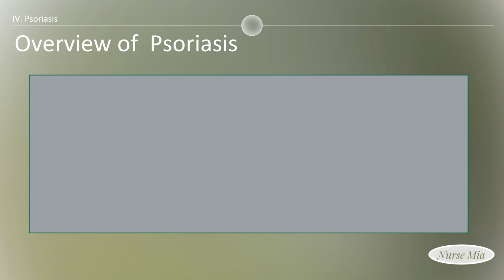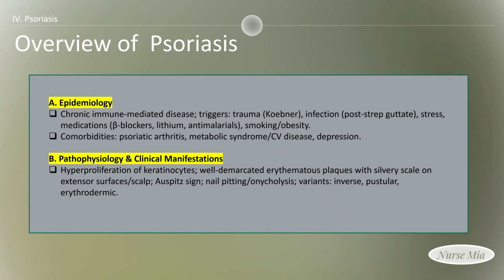Overview of psoriasis. So what we know about psoriasis, it's a skin issue, but it's not fungal. It is an autoimmune disorder that causes the skin cells to grow and accumulate rapidly.